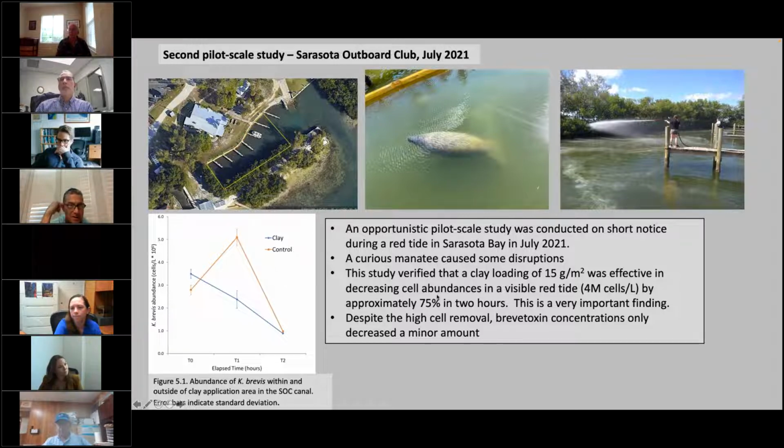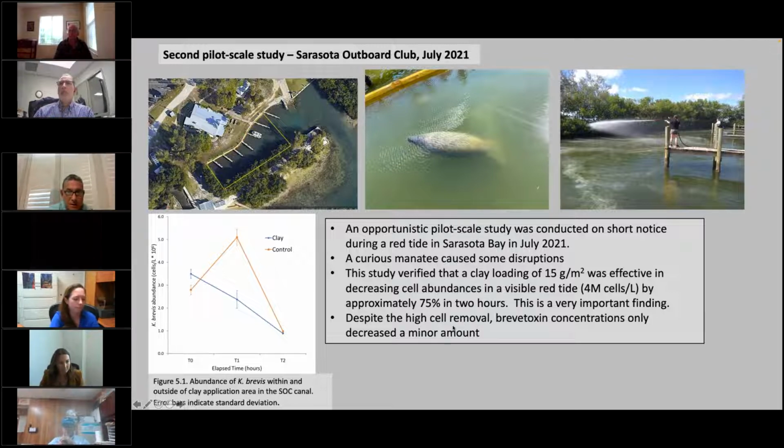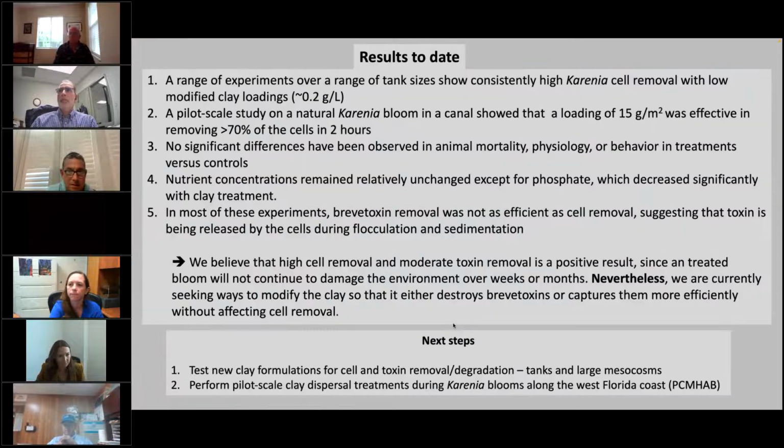And in that case, then we verified that this very small amount of clay was effective in decreasing the Karenia abundance. And I say this is a very important finding because the Chinese clay, remember I said, was claimed to be 100 times more effective than the Korean clay in field conditions, but we needed to verify that in Florida, and that's what we did. It actually was effective. But despite the high cell removal, brevetoxin concentrations only decreased a minor amount. So that, what I mentioned earlier, is still a problem.